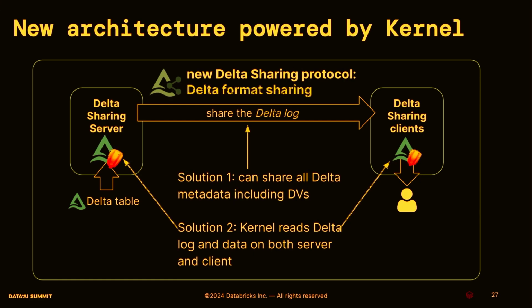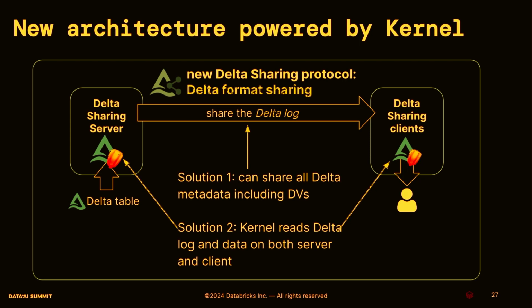So we sat down, we went back to the drawing board and came up with a completely new architecture where instead of sharing the table as a list of Parquet files, we share it as the Delta log itself. The server reads the log and just shares the log in plain text. Like, here is the full log details. Client, you figure out how to read this Delta table.